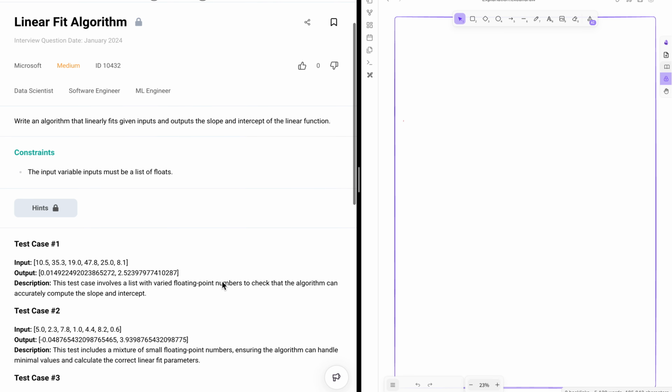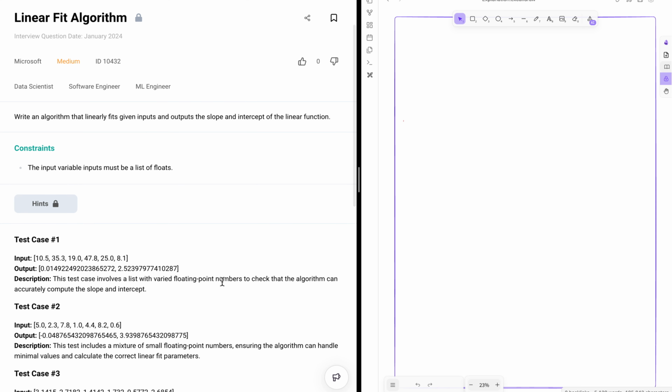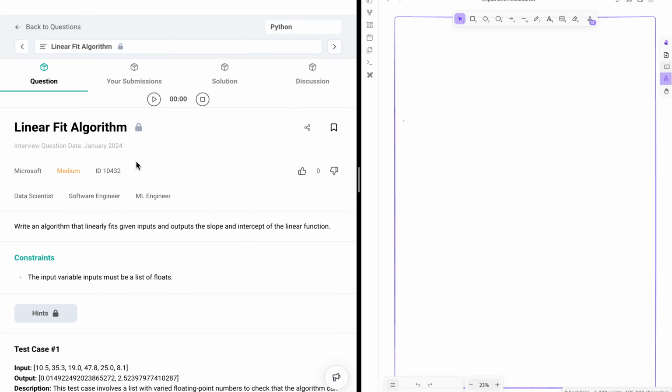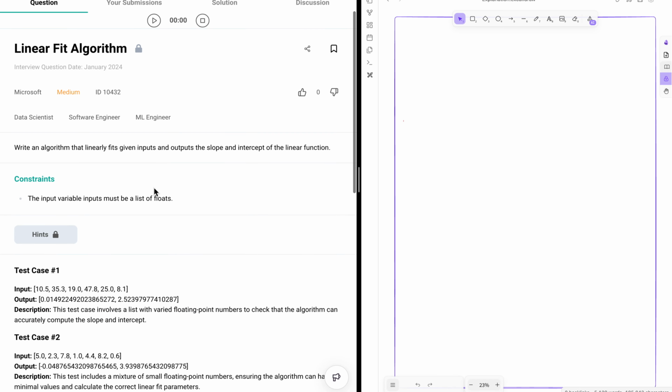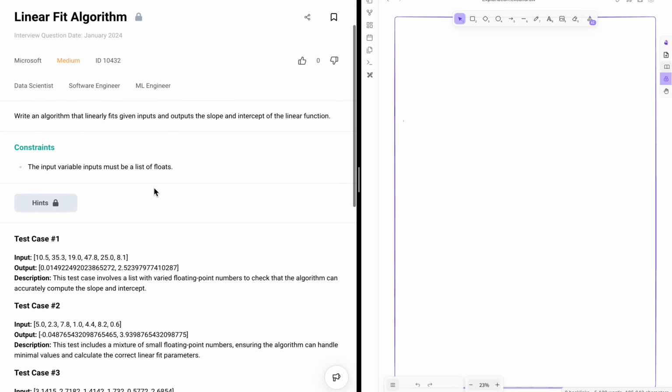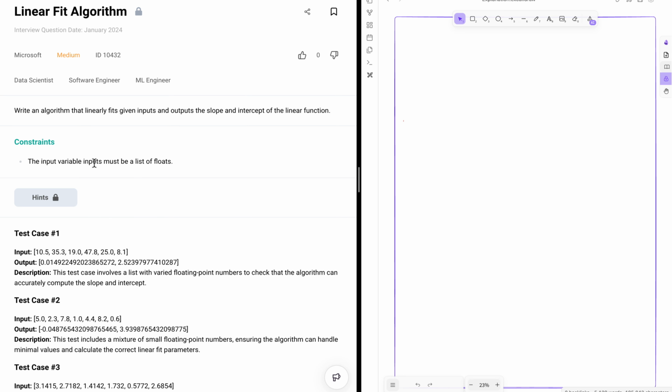So today we are solving this problem number linear fit algorithm. I found this on a website called Strata Scratch. It's a good problem and it's a real life practical problem. This problem says that we have to write an algorithm that linearly fits given inputs and outputs the slope and intercept of the linear function.